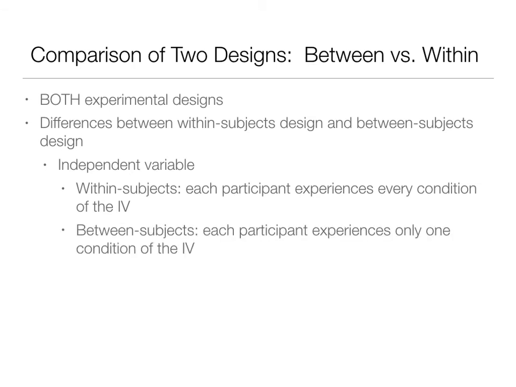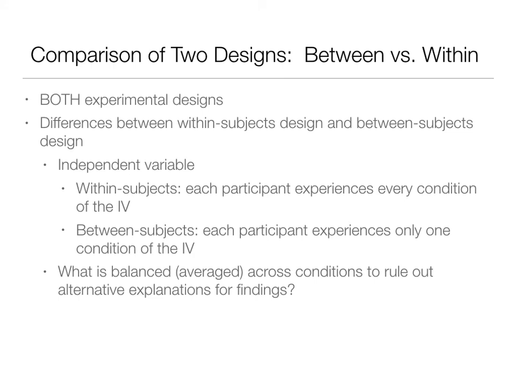In a between subjects design, they only get 1 level of the independent variable. So we'll have a group for level 1, we'll have a group for level 2, and a group for level 3. So what we're seeing in these differences of these experimental designs is how that independent variable is manipulated for the individual subject. And we also have differences in what is being balanced or averaged across conditions to rule out these alternative explanations for findings. We saw alternative explanations again. What bell should that be ringing in your ear? That should be ringing the internal validity bell, right?